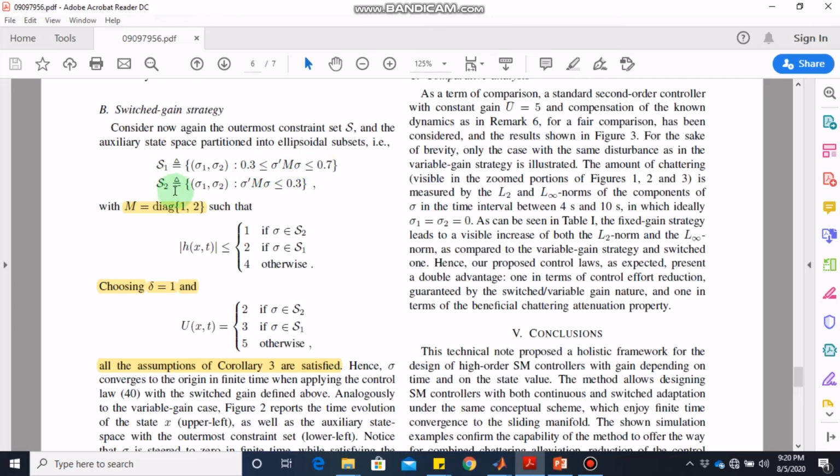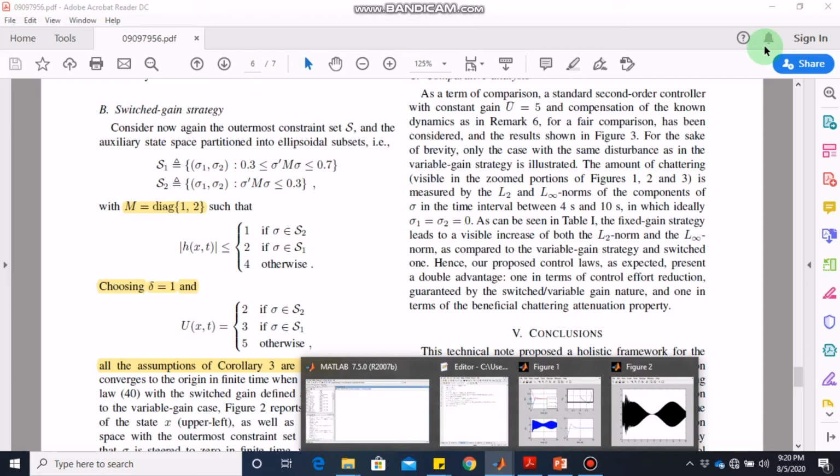If it is less than 0.3, you are in S2, and if it is in neither of S1 and S2, you are outside S1 and S2. So they have selected capital U to be 2 when you are in S2, and 3 when you are in S1, and 5 otherwise. So you can write the code for it.